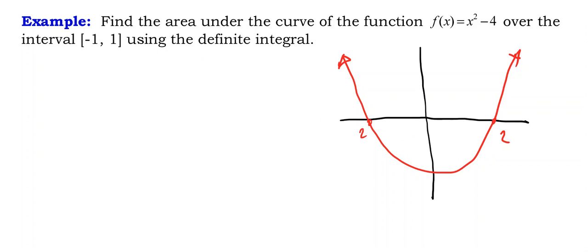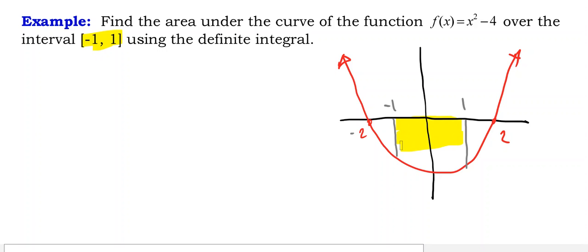But our bounds of integration are from -1 to 1. So that means we want to integrate from here at -1 to +1. Again, that's a -2 right there. So the area that we're looking at is this area in here, which is entirely below the x-axis. So what we're going to do is our area is going to be the negative of the integral from -1 to 1 of x squared minus 4 dx.